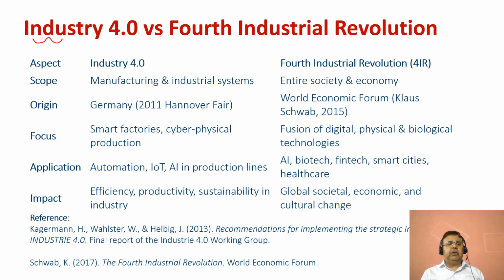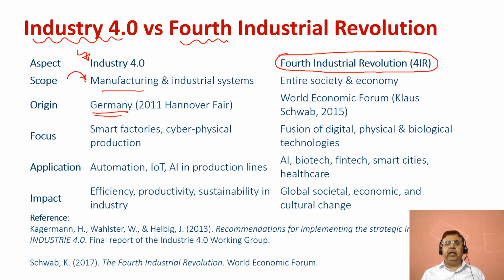Mostly these terms are used interchangeably, but there is a specific difference, and that specific difference is listed here. Now, when it is Industry 4.0, its scope is mainly limited to manufacturing and industrial systems, and it was given by Germany. So, coming to the fourth industrial revolution, or in short 4IR, this covers the entire society and economy, and it was given by Klaus Schwab in 2015, who was the founder and chairman of the World Economic Forum.